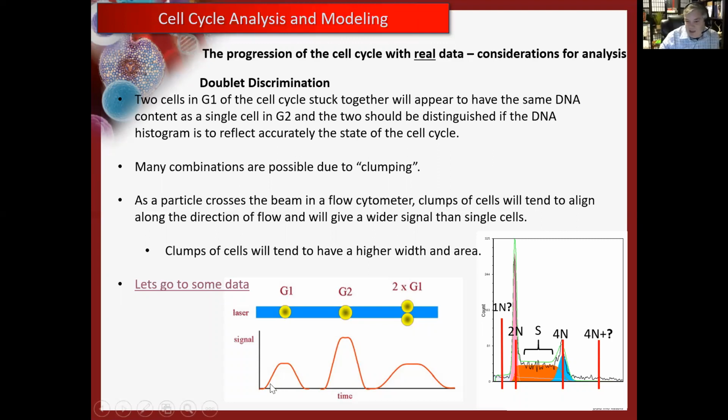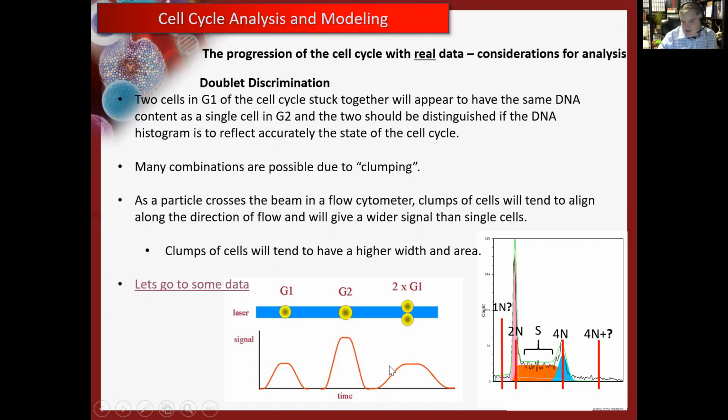Well, area means, when we look at the pulse signal for that cell as it passes the laser in the cytometer, area is the area under that curve. And height is the height of that signal, the intensity of that signal. And width is the width of that signal as the cell passes the laser. So we can use those area, height, and width parameters to discriminate between cells that are stuck together.